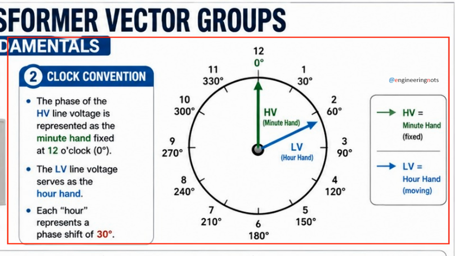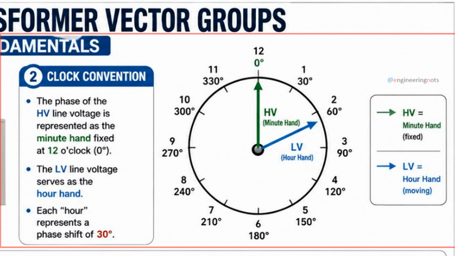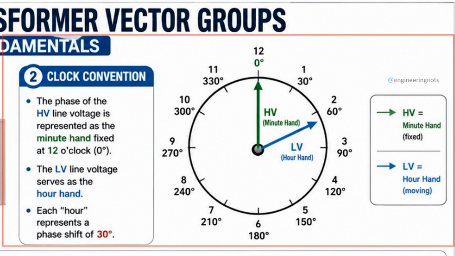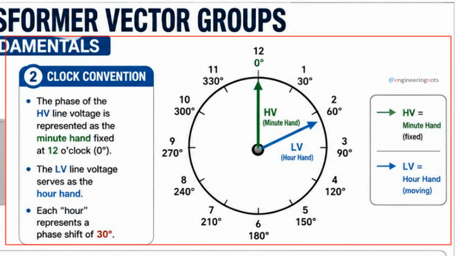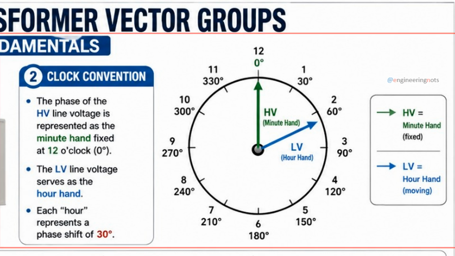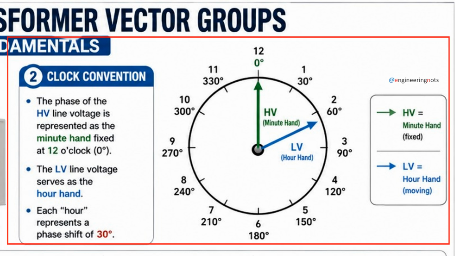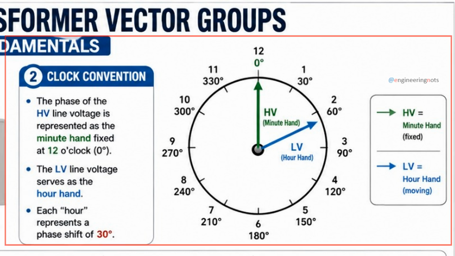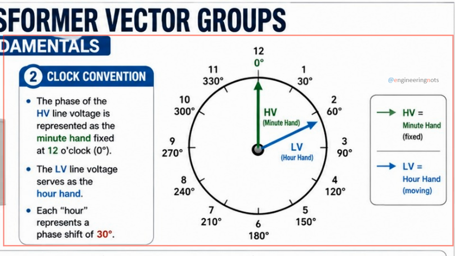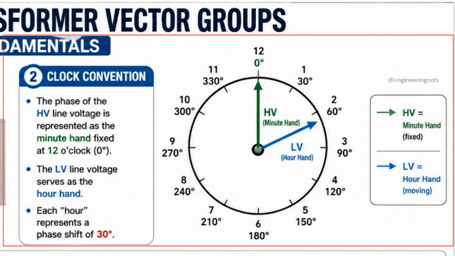Every hour on the clock equals 30 electrical degrees. So, 1 o'clock means 30 degrees. 6 o'clock means 180 degrees. 11 o'clock means 330 degrees, which is also interpreted as the low voltage side leading the high voltage side by 30 degrees. Once you understand the clock, reading vector groups becomes very easy.